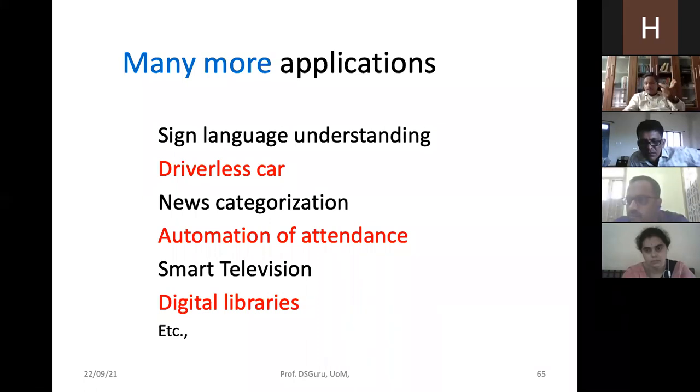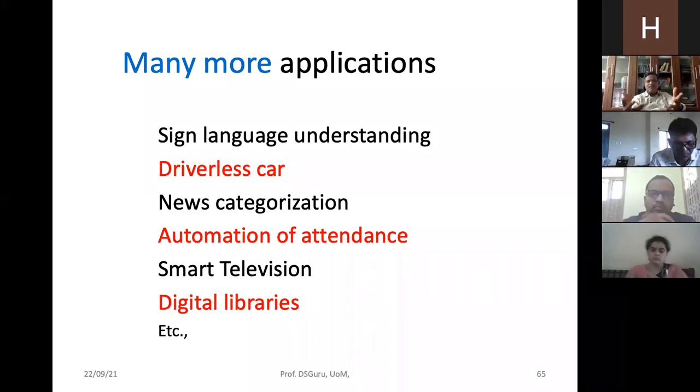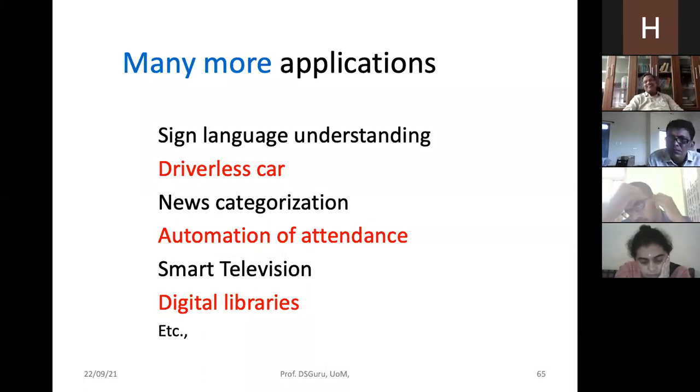So, driverless car, we are talking about. One of my PhD students has been put on this project of driverless car in the USA in one of the reputed companies. News categorization, automation of attendance, smart television. Television is to watch, but no. Down the line, perhaps in another 18 months, Samsung will come out with a smart television which will watch you watching television. Automatic control of television.